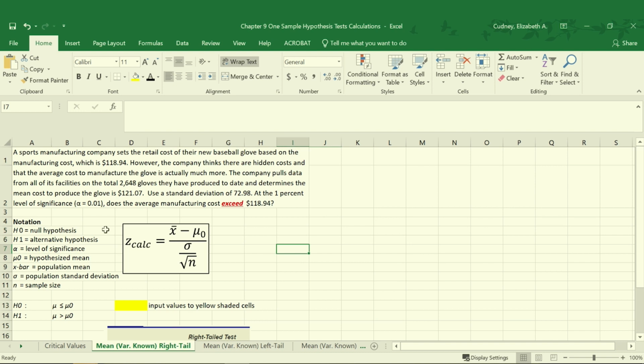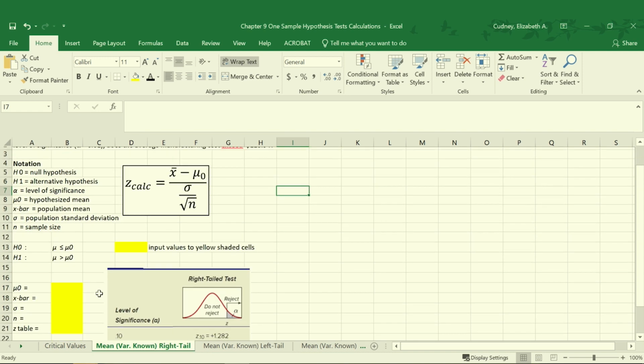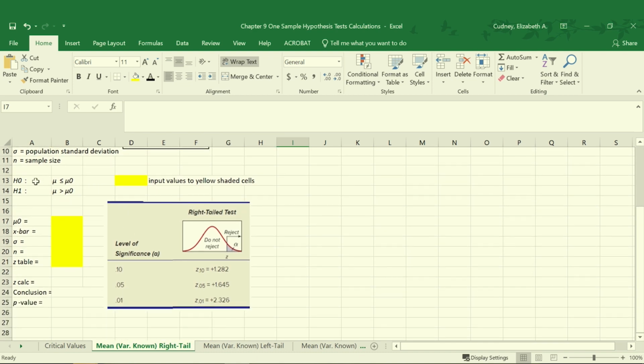$118.94. We have our null hypothesis, which is H0, our alternative hypothesis, which is H1, alpha is our level of significance, mu0 is our hypothesized mean, x-bar is our sample mean, sigma is our population standard deviation, and n is our sample size. Since we're doing a right-tailed hypothesis test, since we're testing to see if it exceeds a certain value, we're going to set our null hypothesis that the mean is less than or equal to mu0. And our alternative hypothesis then is that our mean is greater than mu0.